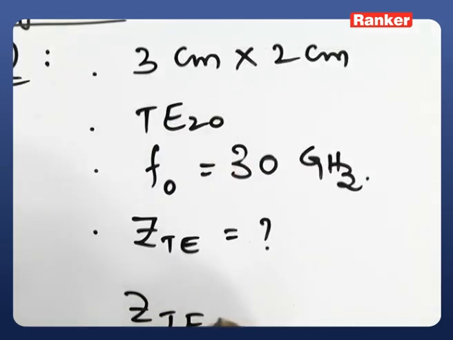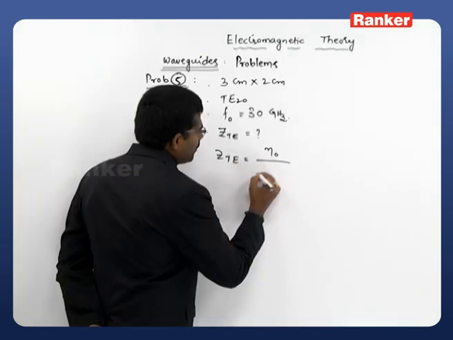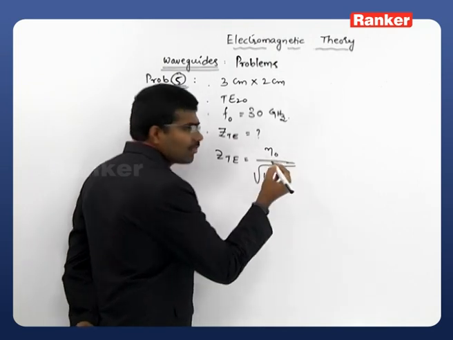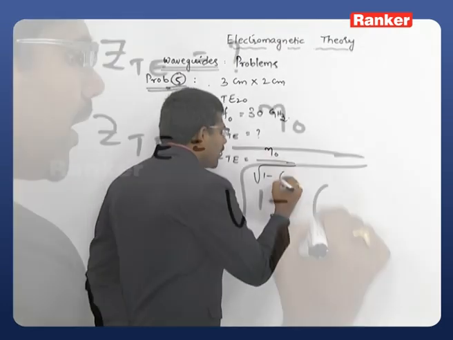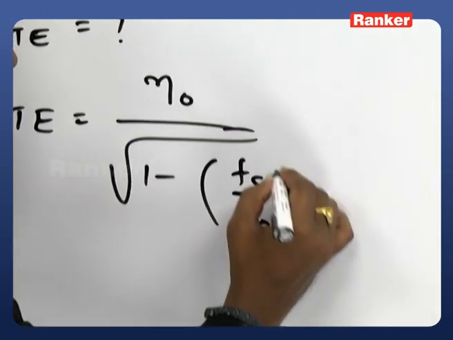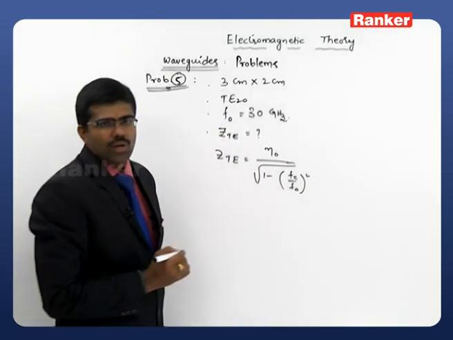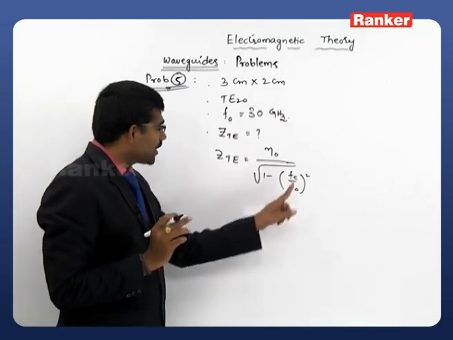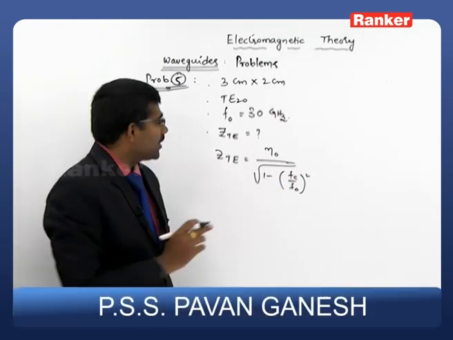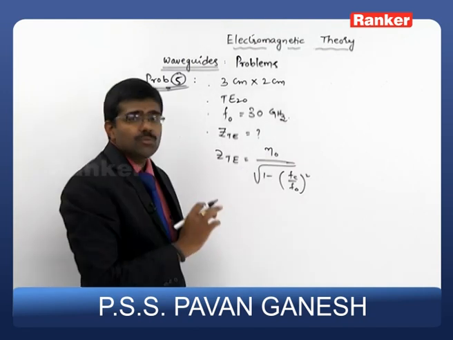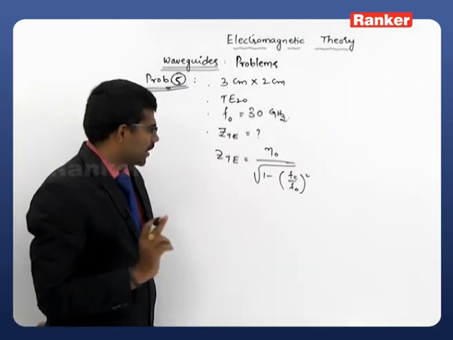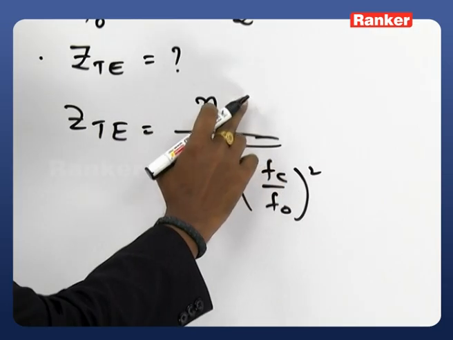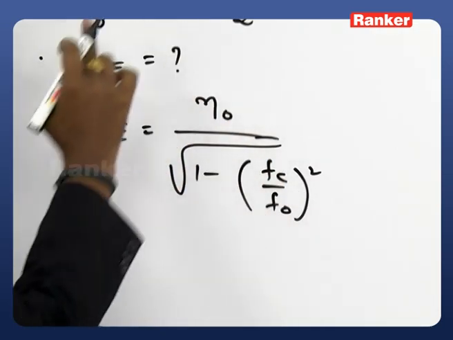Zt is equals to eta naught divided by under square root of 1 minus, in terms of frequencies I am writing, 1 minus Fc by F naught whole square. In terms of lambda also you can write, that is lambda naught by lambda c whole square, where eta naught is the intrinsic impedance of the free space, approximately equals to 377 ohms. Remember that one.